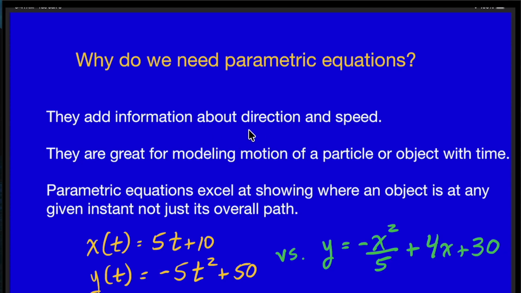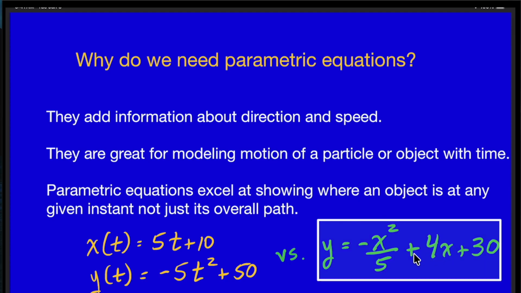They are great for modeling motion of a particle or object with time. Parametric equations excel at showing where an object is at any given instant, at any given point in time, not just giving its overall path. So these equations in yellow, you could see they contain the element of time. But when we change it to a rectangular coordinate system, we lose time. And when we do that, we lose information. Yes, this equation is going to give us a path, but we're not going to know how fast the particle's traveling along that path with respect to time.